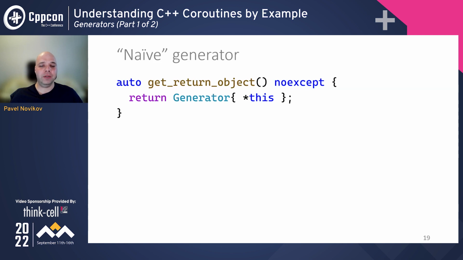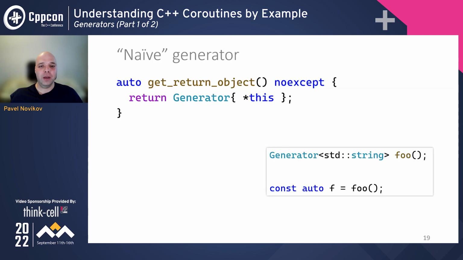We pass a reference to ourselves, to an instance of this promise type. And it is called when we call a coroutine. In this case, we can define our coroutine foo, and when we call it, this function getReturnObject is called. The backend obtains this object, and this object will eventually end up in our variable f.